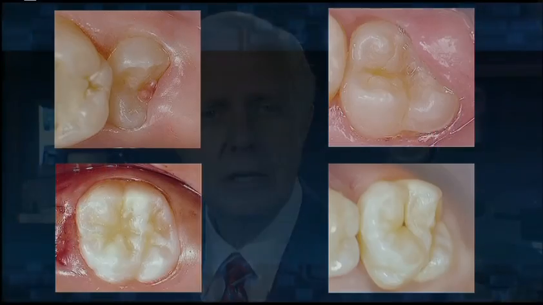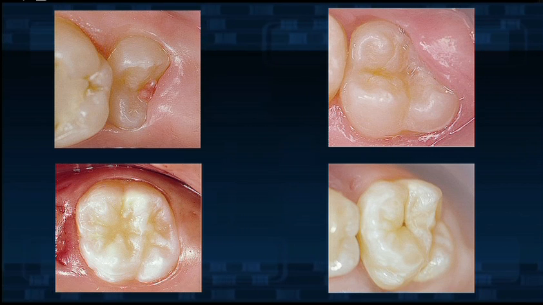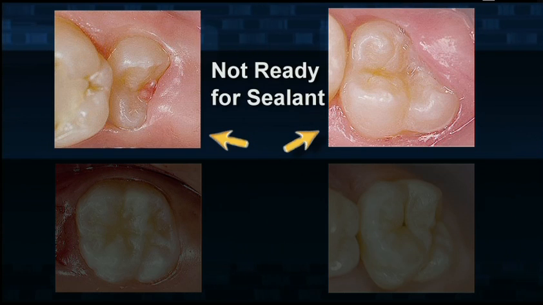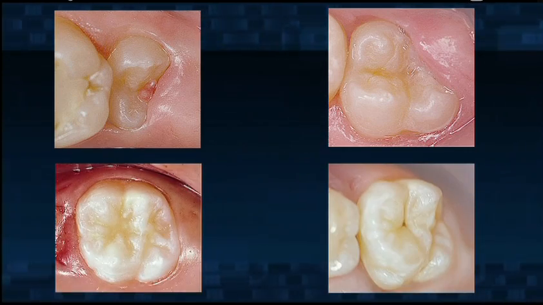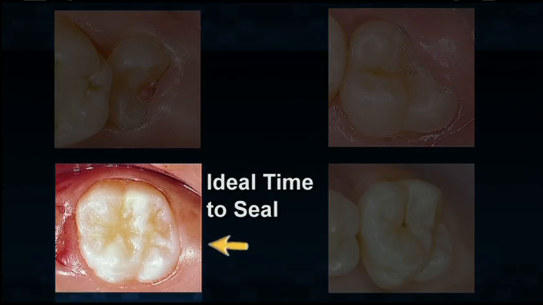Some dentists also seal baby teeth or deciduous teeth. Ask your dentist about this concept. This image shows teeth in several stages of eruption into the mouth. The upper left and right images show teeth that have not erupted enough for ease of placing sealants. You can see that the gum tissue covers them. The lower left image shows a tooth that has erupted enough for proper placement of a sealant.